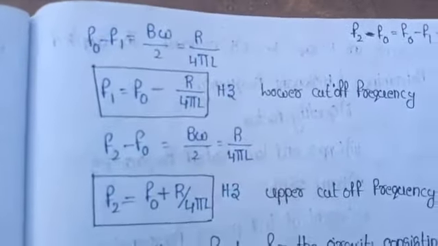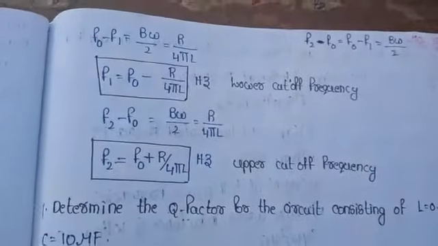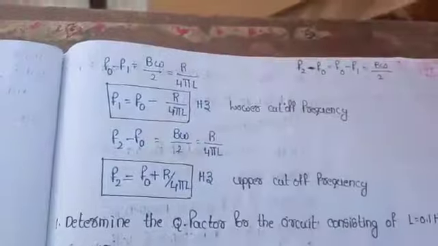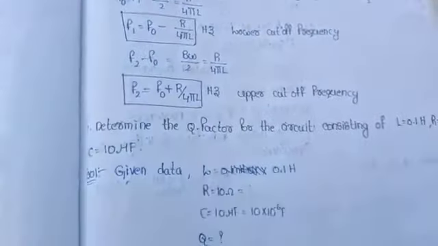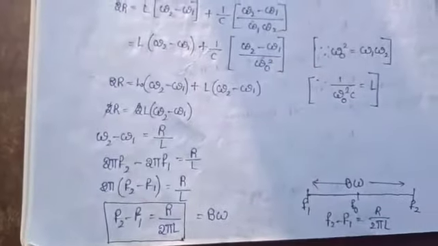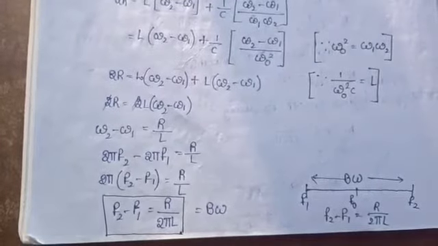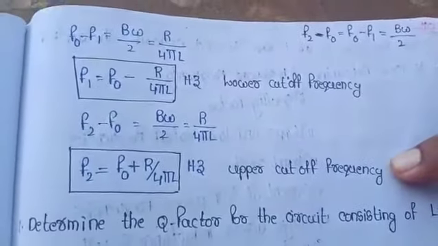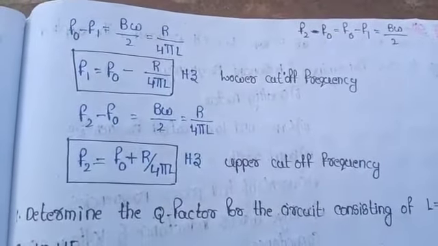So in this derivation we have to derive that the resonant frequency is the geometric mean of the lower and higher cutoff frequencies, and also the bandwidth equation. Bandwidth is R by 2 pi L, the lower cutoff frequency is F0 minus R by 4 pi L, and the upper cutoff frequency is F0 plus R by 4 pi L.